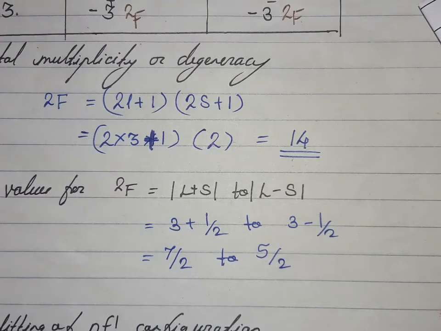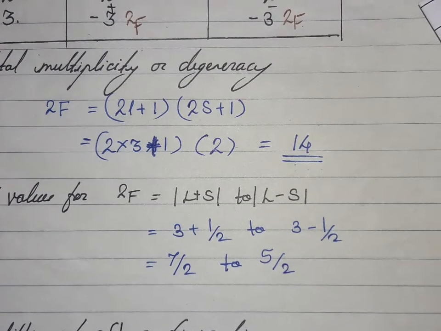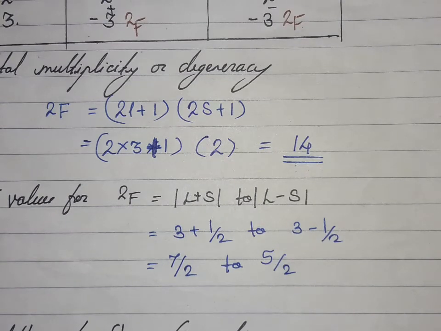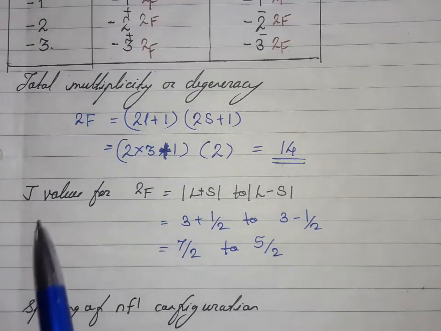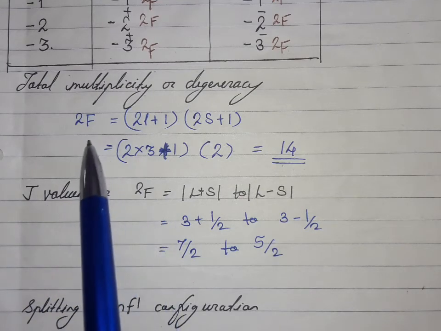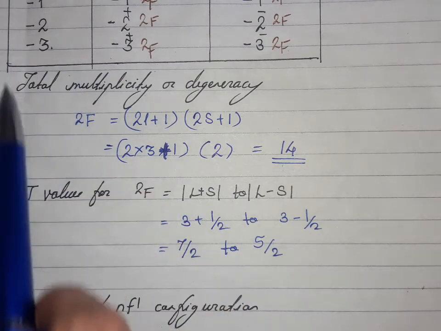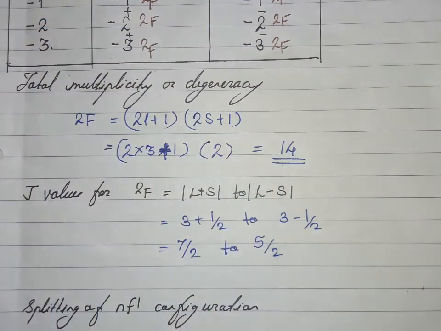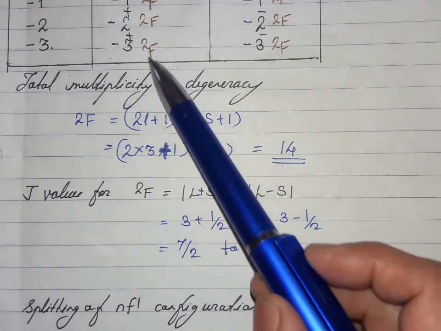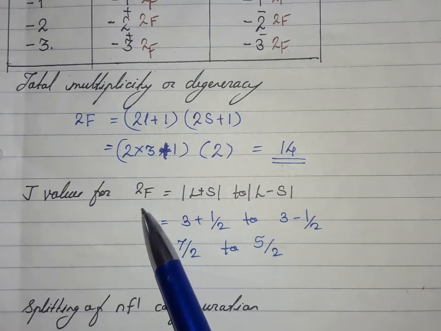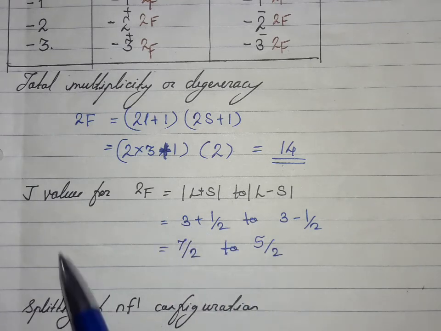So what are J values? J value means there is a coupling, a special type of coupling. That coupling is spin orbital type of coupling. J values for doublet F. We get that term from this microstate table. We already calculated that the term is doublet F, and for that doublet F we are going to calculate the J value.